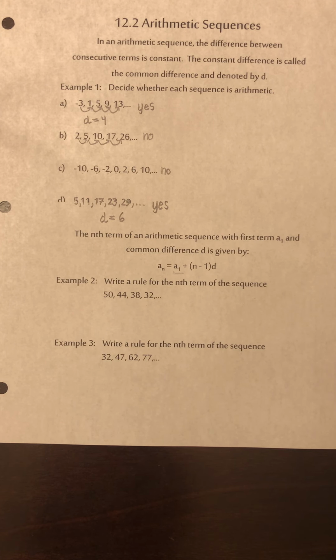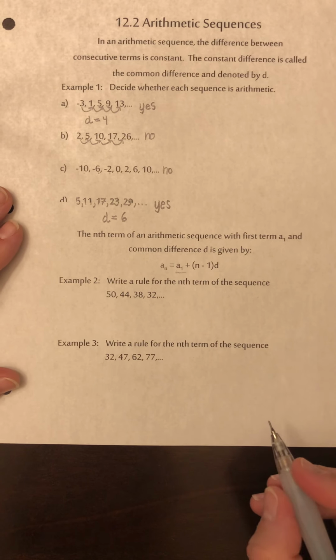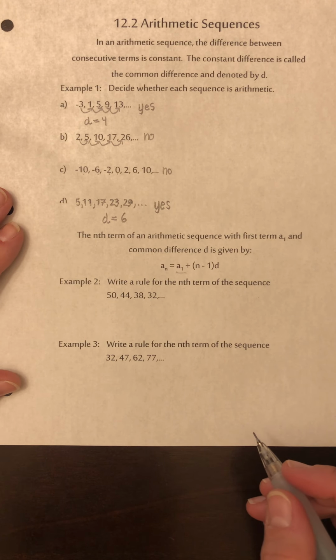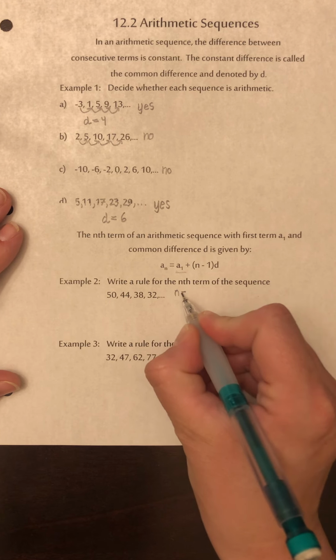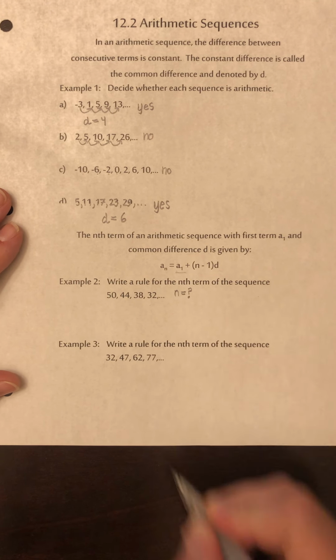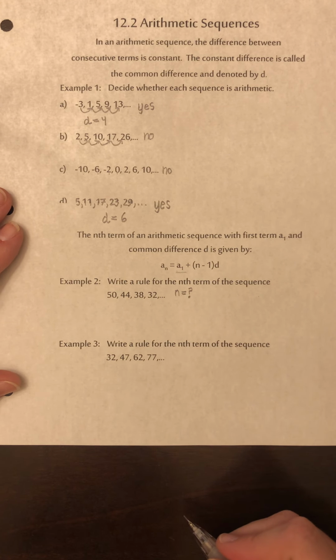In other words, write an equation for the nth term of the following sequence: 50, 44, 38, 32, and so on. All right, so write a rule for the nth term. For this particular one, we do not know the n. We're trying to come up with an equation that we could use anytime, regardless of what n is. So we will continue to have n as a part of this answer.